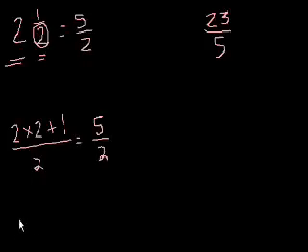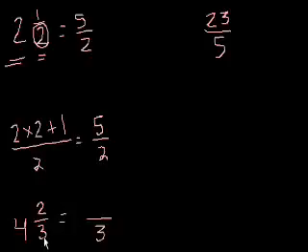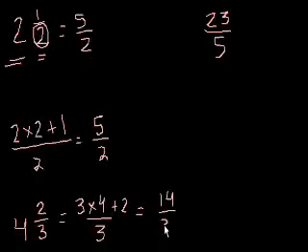Let's do another one. Let's say I had 4 2/3. This is equal to, it's going to be all over 3. We keep the denominator the same. And the new numerator is going to be 3 times 4 plus 2. Well, that equals 3 times 4. Order of operations, you always do multiplication first. 3 times 4 is 12, plus 2 is 14. So that equals 14 over 3.